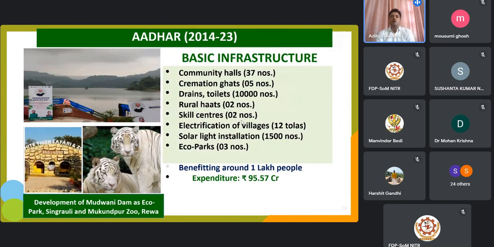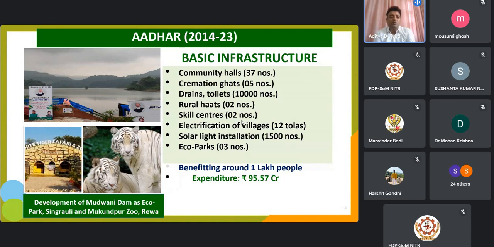Basic infrastructure: we have community halls, cremation ghats, drains, toilets, rural huts, skill centers, electrification of villages, and solar lights installation, eco park. We distribute solar lights inside the villages. Electrification also we are doing. Skill centers, 2 number rural huts.